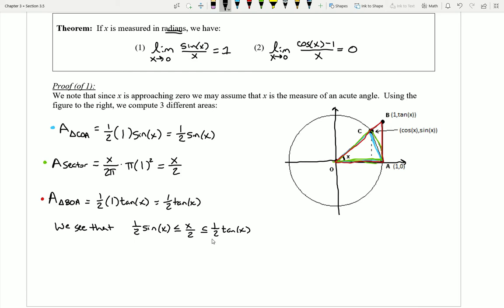Now, I'm going to go ahead and make a quick observation. Right now, if we are saying that the value of x is approaching 0, and that x is now the measure of an acute angle, currently that would mean that I am dealing with the point up here in the first quadrant.